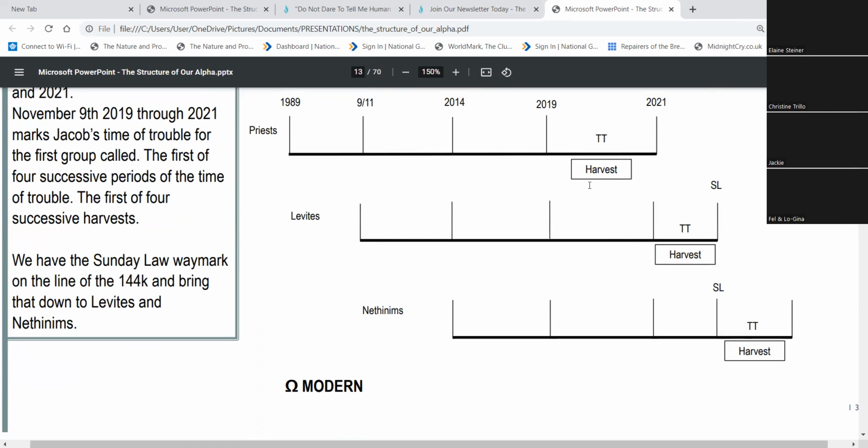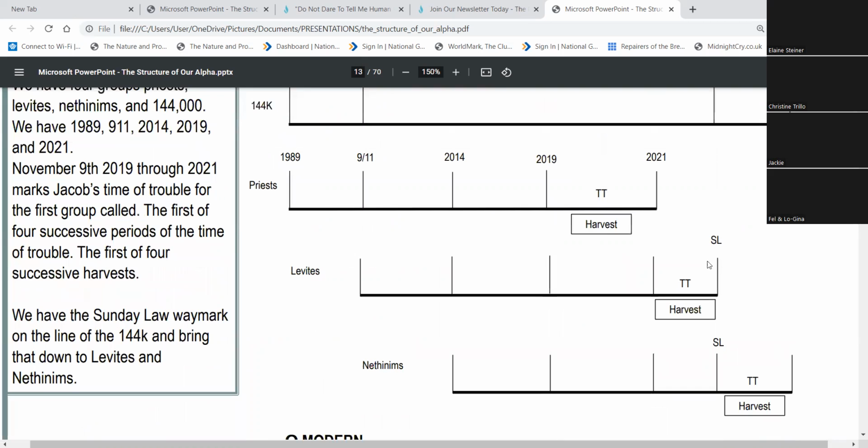We have the Sunday Law waymark on the line of 1,000. Bring that down to the Levites and the Nethinims. We're just showing the 4 different lines of the 144,000, the priests, the Levites, Nethinims, and the time of trouble and the harvest.